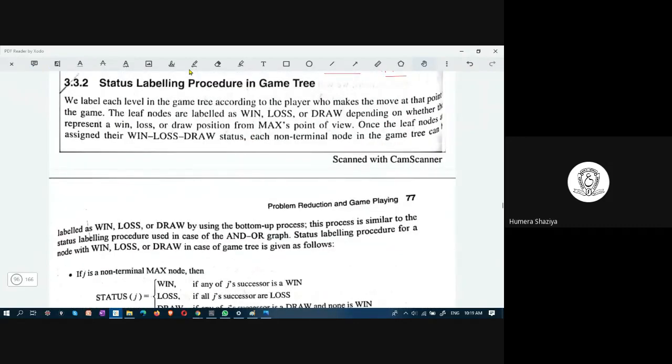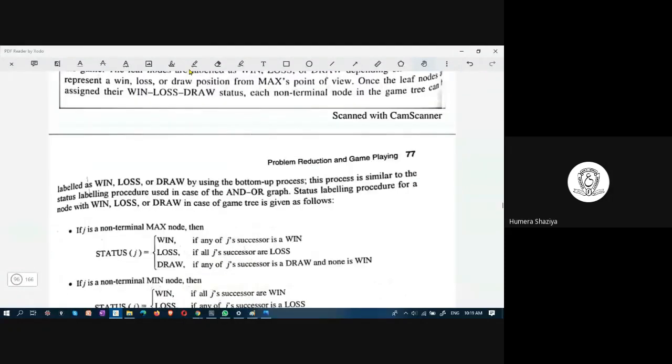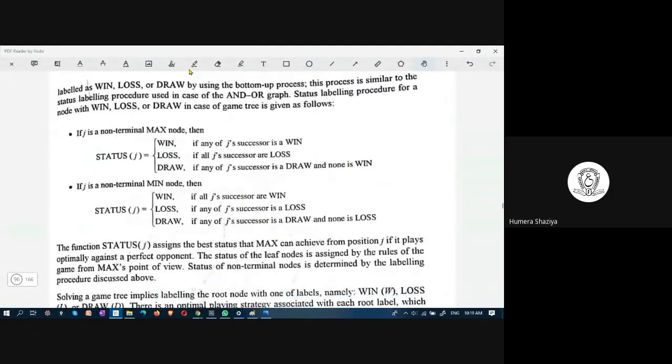And status labeling. How is the status labeled in a game tree? We have win, loss, draw. If J is a non-terminal max node, the status of J would be win if any of J's successors is a win. Consider this tree.